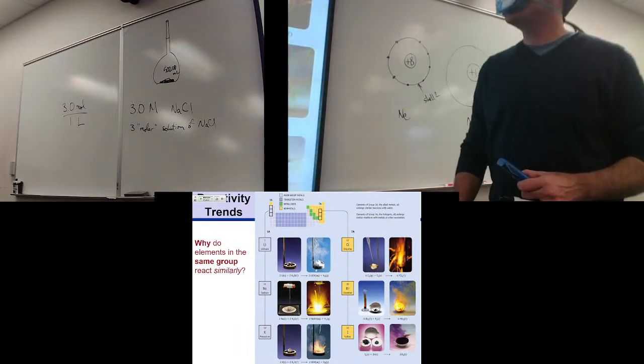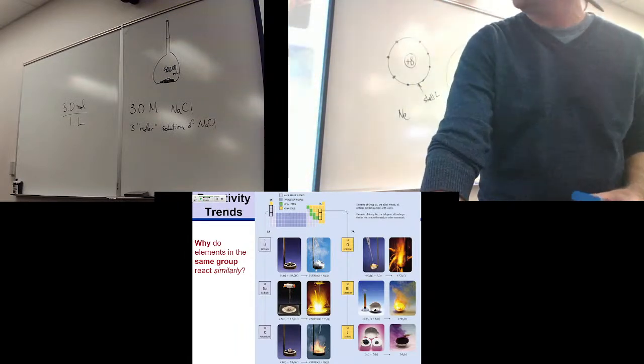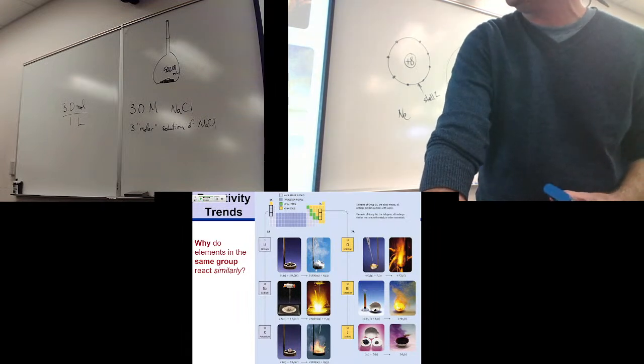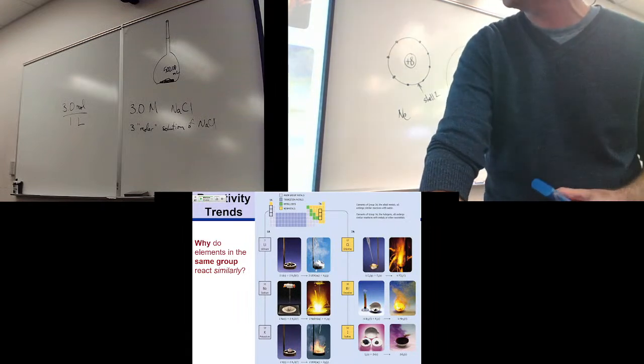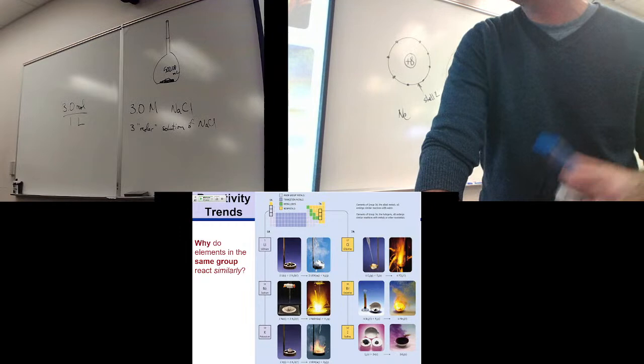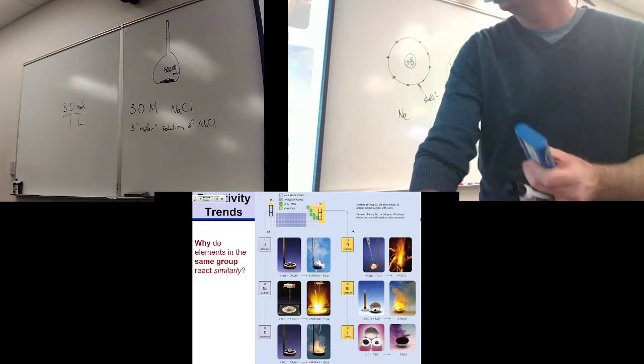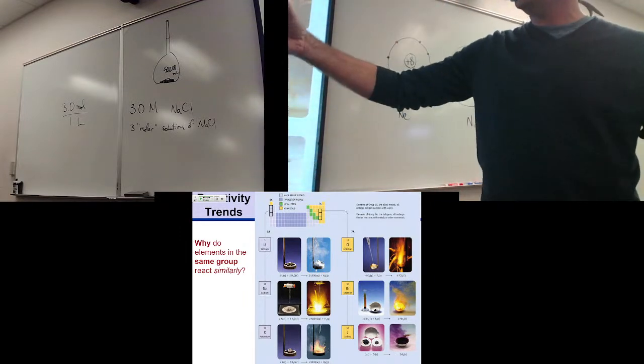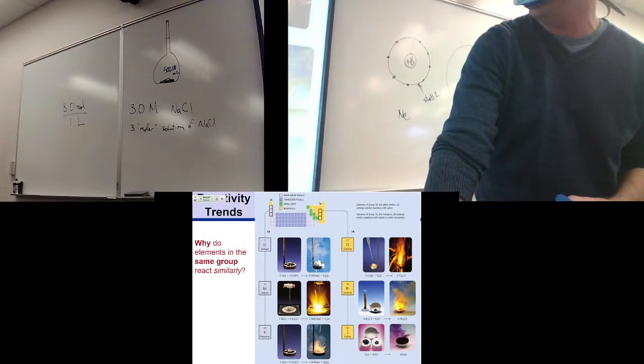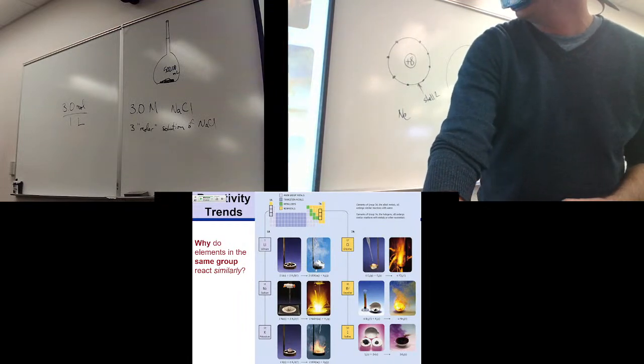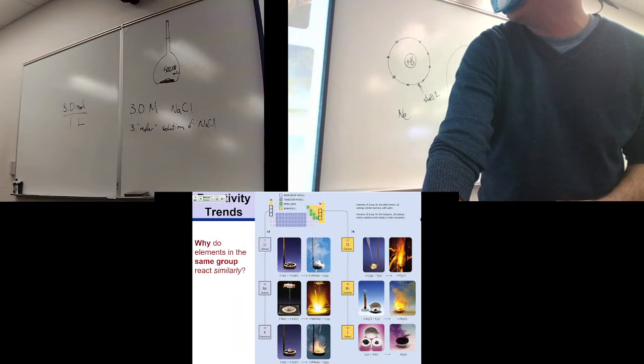So why do the elements in the same group react similarly? It's because they have the same valence electrons. It's because they have the same general core charge. There's slight differences between them. The distance between the electron and its nucleus does have an effect on their reactivity. But overall, they have similar reactivities because of that valence electron.